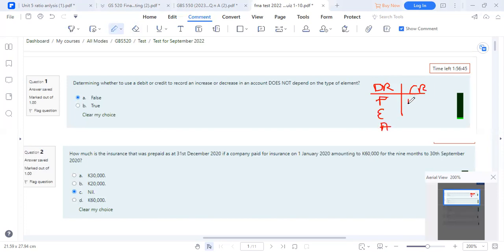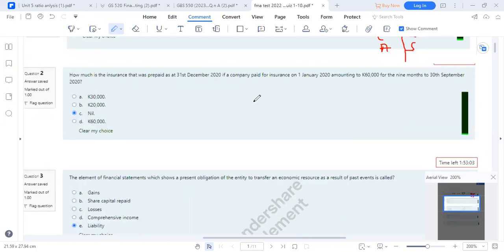So these are elements. What do we debit? Purchases. What do we debit? Expenses. Assets are all debited. Revenues or capital, we credit to increase it. Liabilities or sales, we credit to increase them. So the question is, in determining what to debit or what to credit, or an increase or decrease, do we consider an element? Yes, we consider the element. So this one saying does not consider an element, that's why it's false.